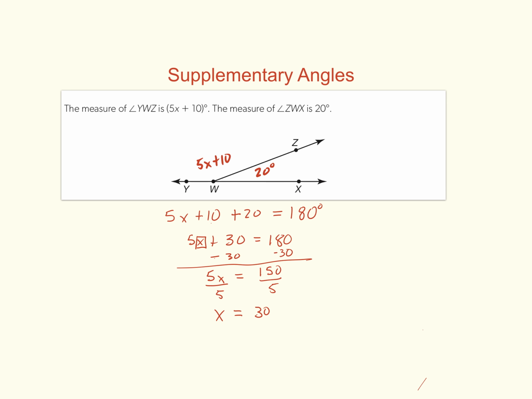Now x equals 30, and we are trying to find the whole angle. But the whole angle is 5 times x, in this case 30, plus 10. So let's plug it back in. And now we know that angle YWZ is going to be equal to 5 times 30 plus 10. 5 times 30 is going to give you 150 plus 10. Your answer is going to be 160 degrees.